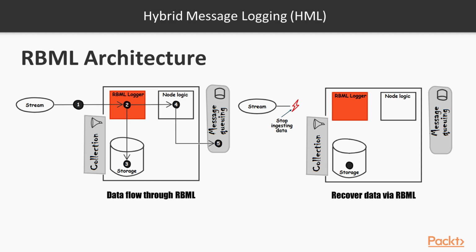In other words, the load balancer that sits behind the collection tier cluster will stop sending messages to this collection node. Next, we focus on the messages from the storage that have not been processed. The RBML job is to read these messages from the stable storage and send them to the node logic. Each processed message is sent to the message queuing tier. After all the pending messages are processed, the node is considered restored and can be put back into the load balancer list. This means that we are back to the happy path.